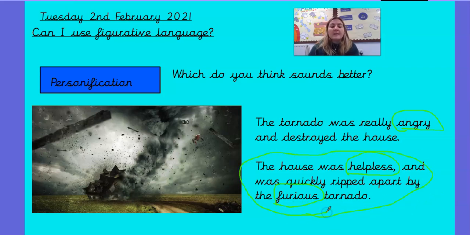So when you're making your examples of figurative language, just think, is there a better word that I can exchange? Does that word have a synonym that could make my sentence sound better? Or could I use two examples of figurative language in there? So for example, the house was helpless and the furious tornado. So we've got two examples in there.